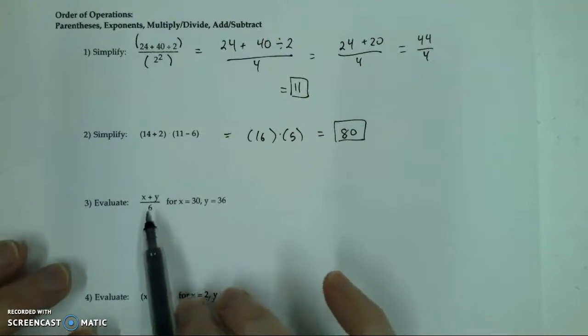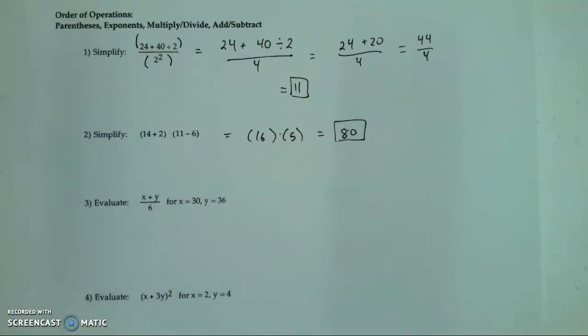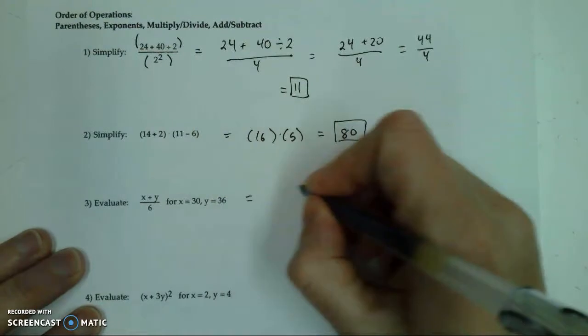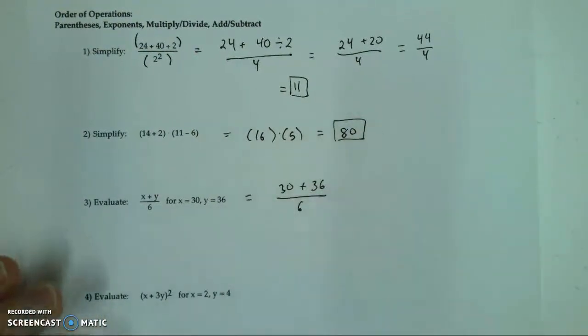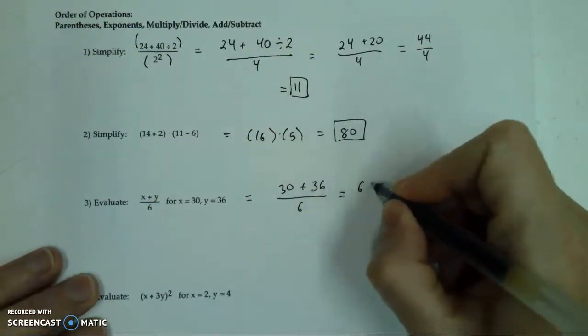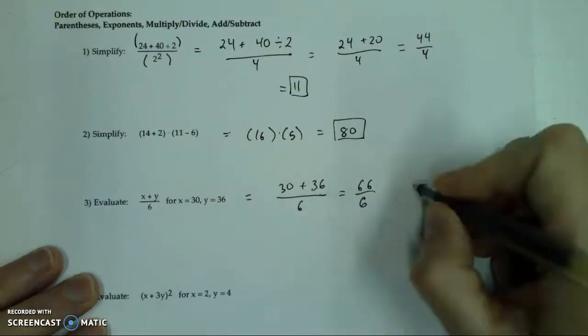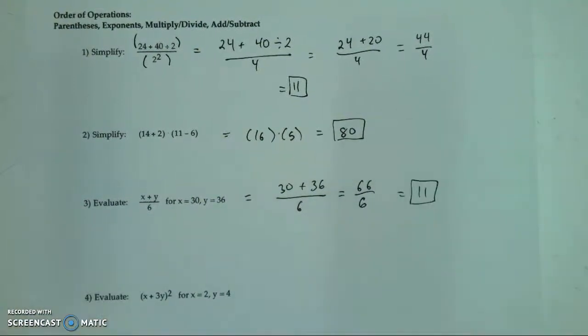We are then going to be given an expression which will have one or more variables, and we'd like to evaluate. Evaluate means our answer is going to be a number. And you'll notice for these, we're also going to be told what to plug in for each of those variables. So for this one, x is 30 and y is 36. Obviously, make sure to put the x and the y where it belongs. And then we would evaluate that with our order of operations. So let's do the numerator first. 30 plus 36 is 66. And then let's do that division, and I get 11.